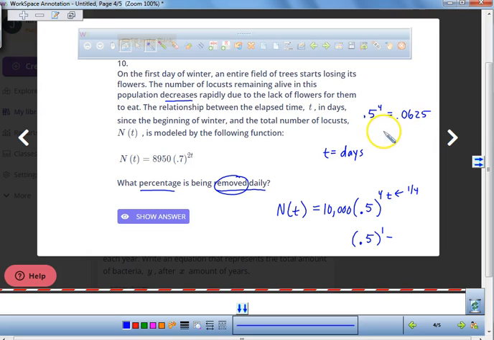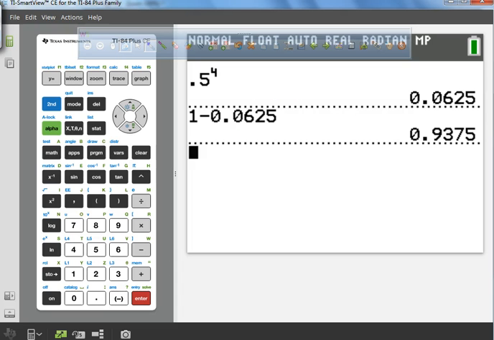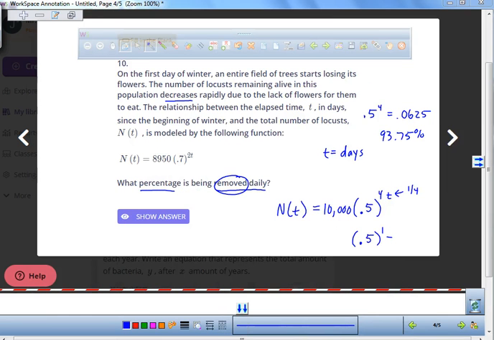0.0625, but that means we'd actually have to remove 93.75% of the population. So this is a ridiculous removal.